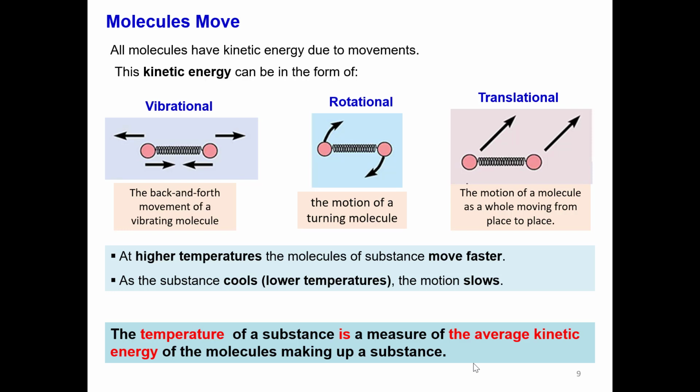Now we can define it: the temperature of a substance is a measure of the kinetic energy of the molecules. When we are measuring the temperature of a substance, what we are really measuring is the kinetic energy of the molecules, how fast or how slow they are moving.